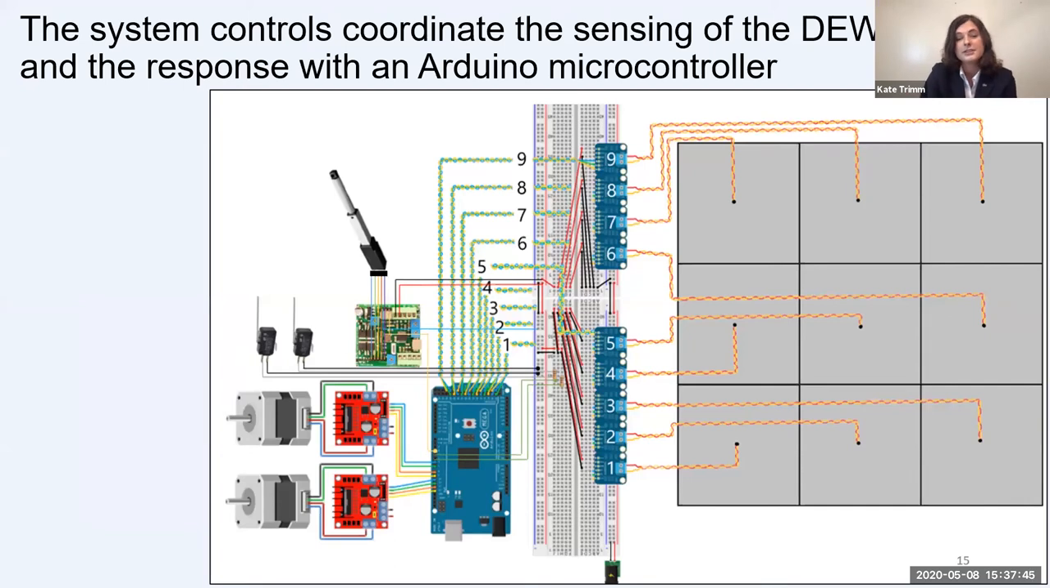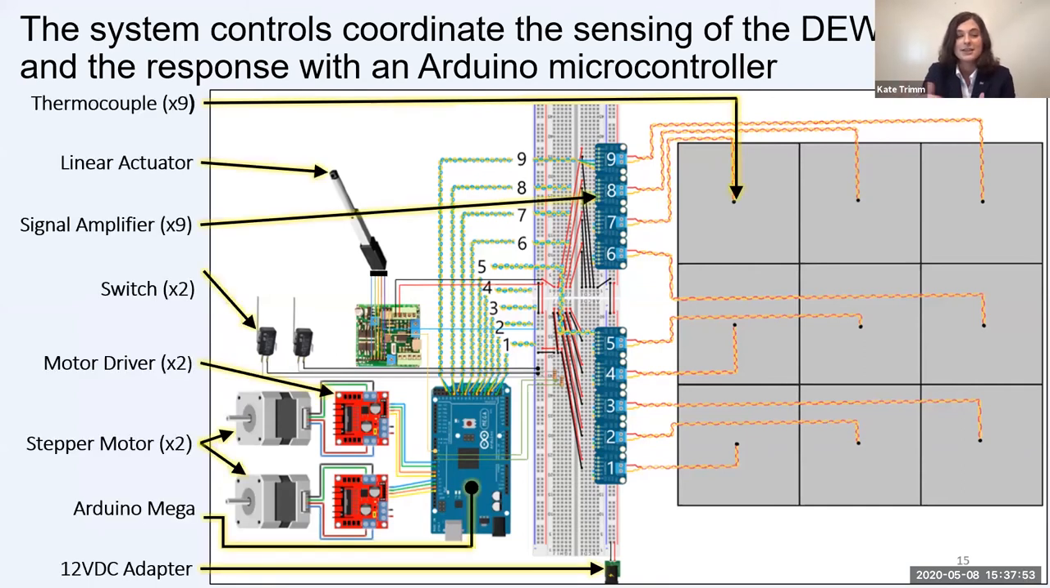All right, here's our sense and respond circuit. So as you can see, there's our satellite wall. When the directed energy weapon hits the wall, the thermocouples sense a change in temperature. And from there, they send a signal that goes through the amplifier into our microcontroller. We selected an Arduino Mega. This is where the location of the attack is interpolated.